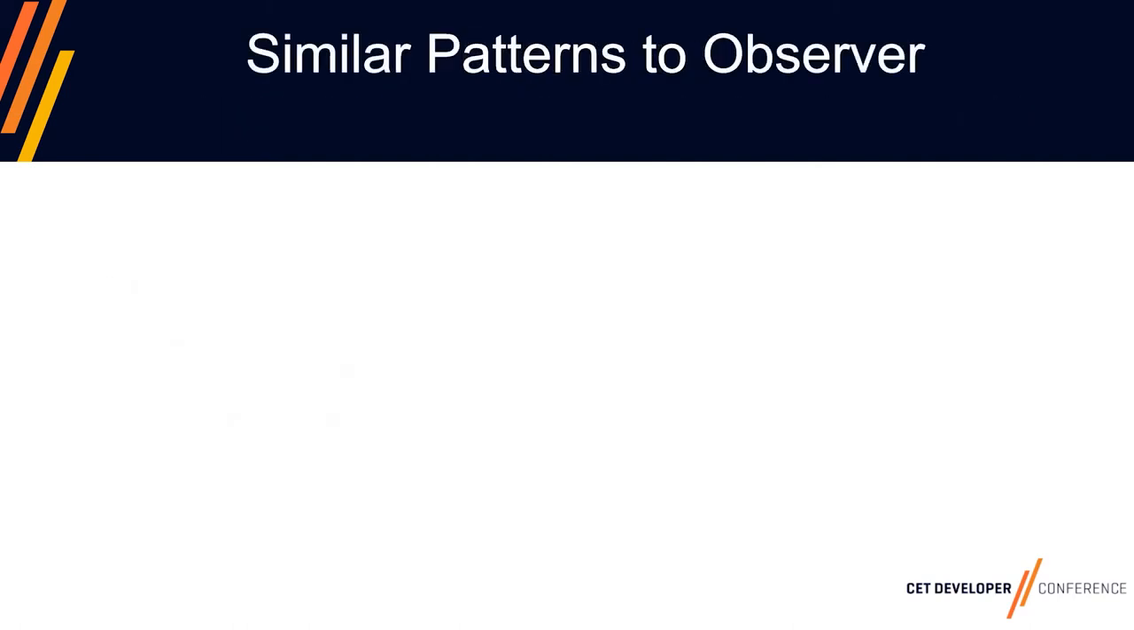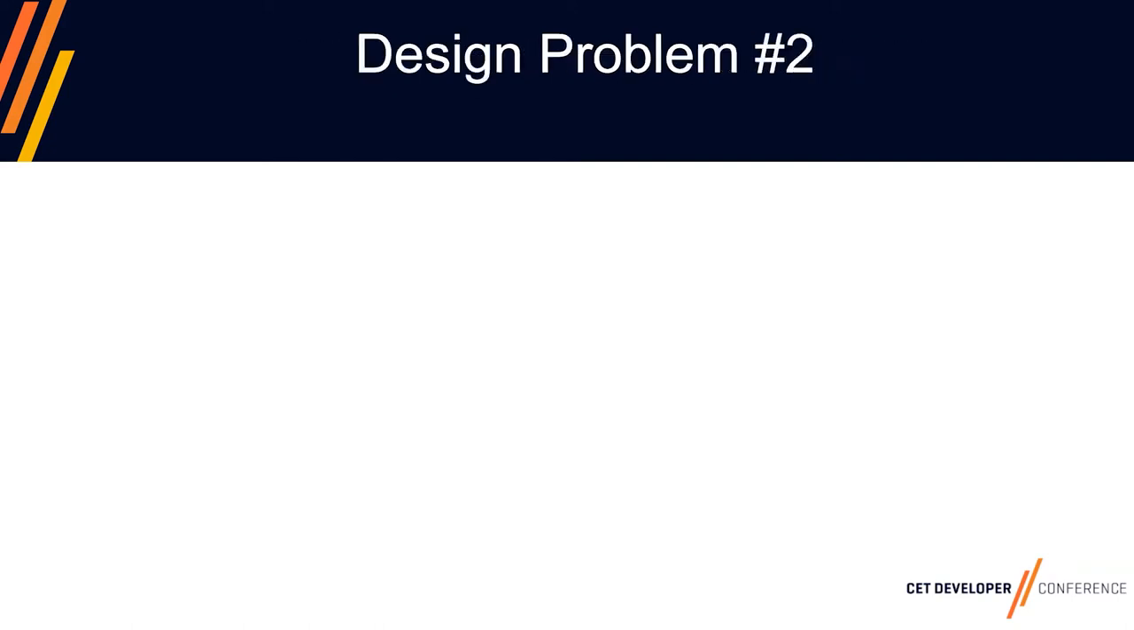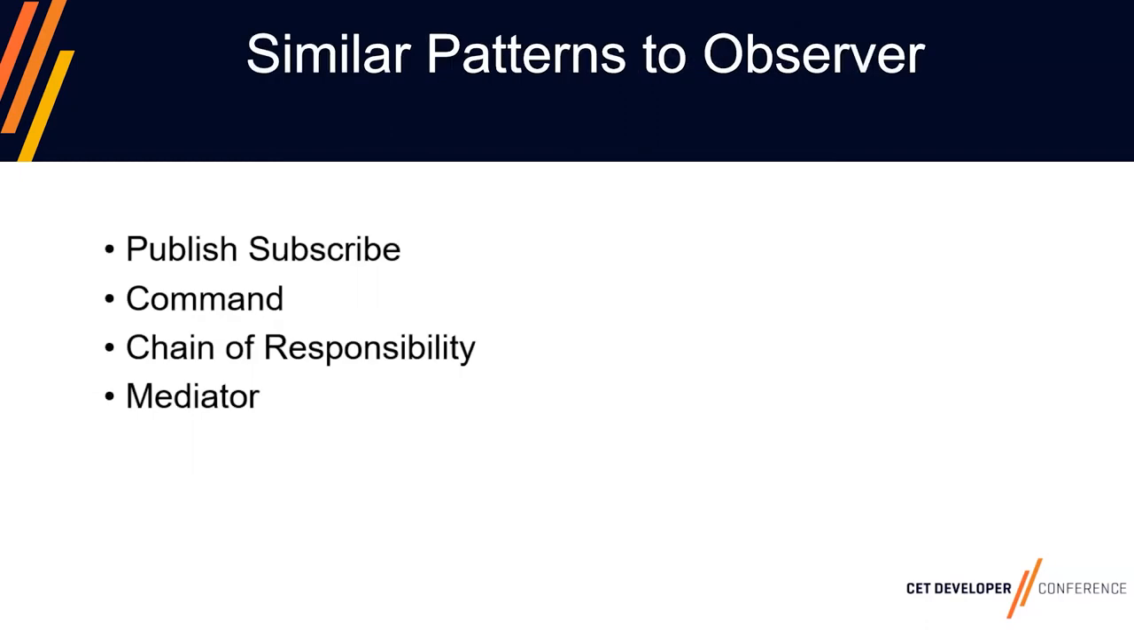So what are some alternative patterns that we might have been able to pick to solve this problem? Well, there's the publish subscribe pattern, which we mentioned earlier. There's the command pattern, and the chain of responsibility pattern, which is based on another event-based notification system where it just keeps sending events down through objects until one object claims responsibility for it, and then that event ends there. There's the mediator pattern, and it kind of goes on and on from there.